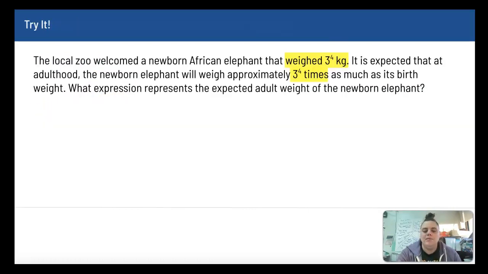You try a similar problem. The local zoo welcomed a newborn African elephant that weighed 3 to the 4th kilograms. It is expected that at adulthood, the newborn elephant will weigh approximately 3 to the 4th times as much as it is at birth. What expression represents the adult weight of the newborn elephant? You should get an answer of 3 to the 8th power.